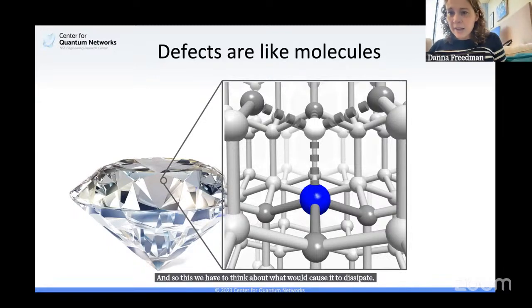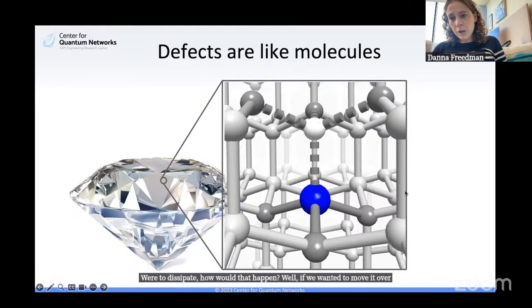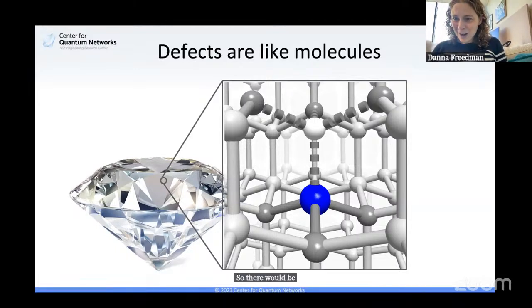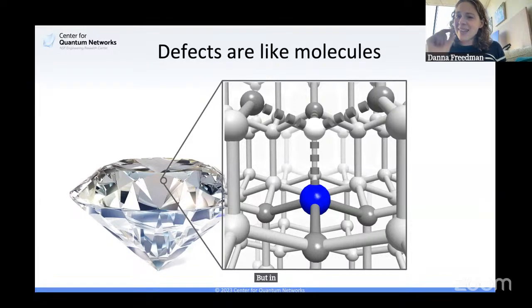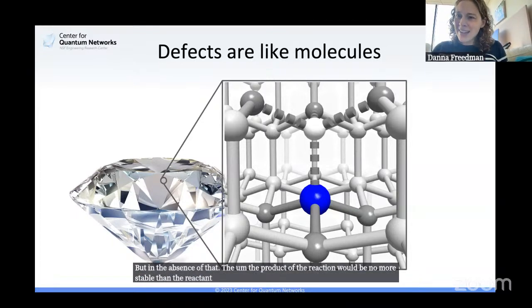And so let's say that this system that's relatively unstable kinetically were to dissipate. How would that happen? Well, if we wanted to move it over, we'd have to break a carbon-carbon bond and we'd get exactly the same thing. So there would be no thermodynamic driving force. If we got really close to the surface, then suddenly we would have a thermodynamic driving force and this would be possible. But in the absence of that, the product of the reaction would be no more stable than the reactant. And so it has this inherent kinetic stability once implanted in the diamond.